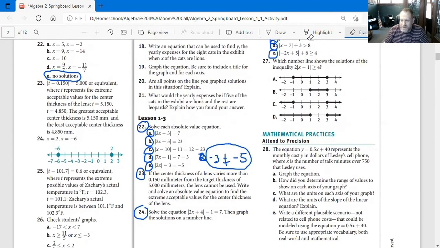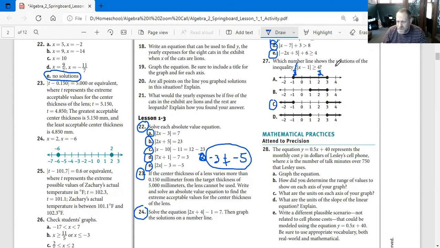All right, number 27. Which number line shows the solution of the inequality? So which number line shows the solutions of the inequality? Oh, guys, we didn't do something, did we? We didn't take care of this. Oh, I didn't see this 2 on there. You got to divide by that 2, guys. Let's divide by that 2.